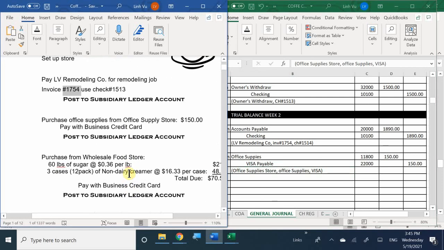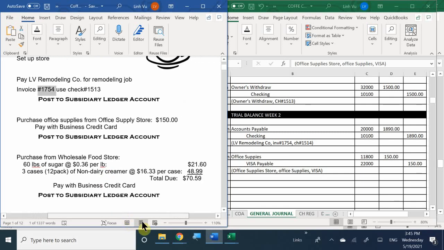And then we purchased from wholesale food store 60 pounds of sugar at 36 cents per pound and 3 cases, 12 packs of non-dairy creamer at 16.33 per case. Total due is 70.59. Paid with the business credit card as well.